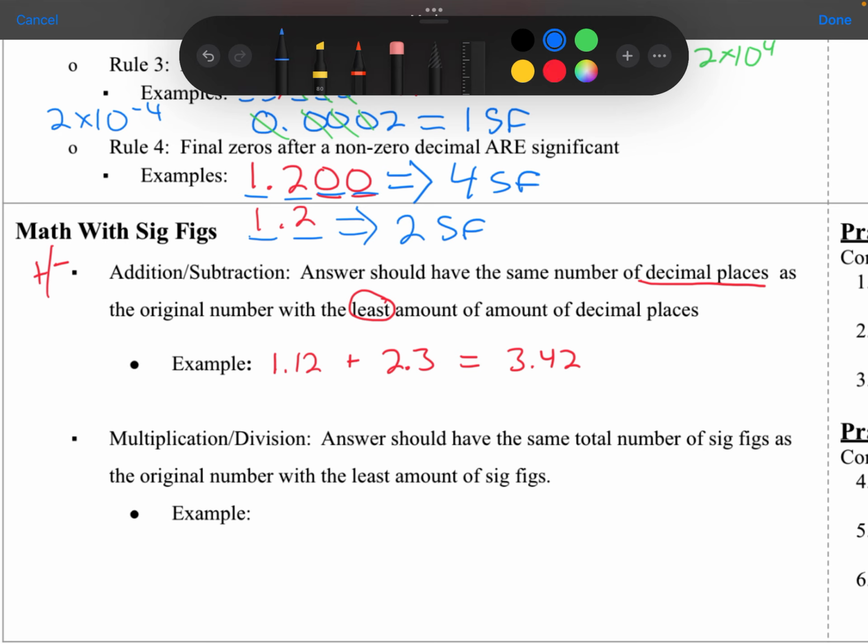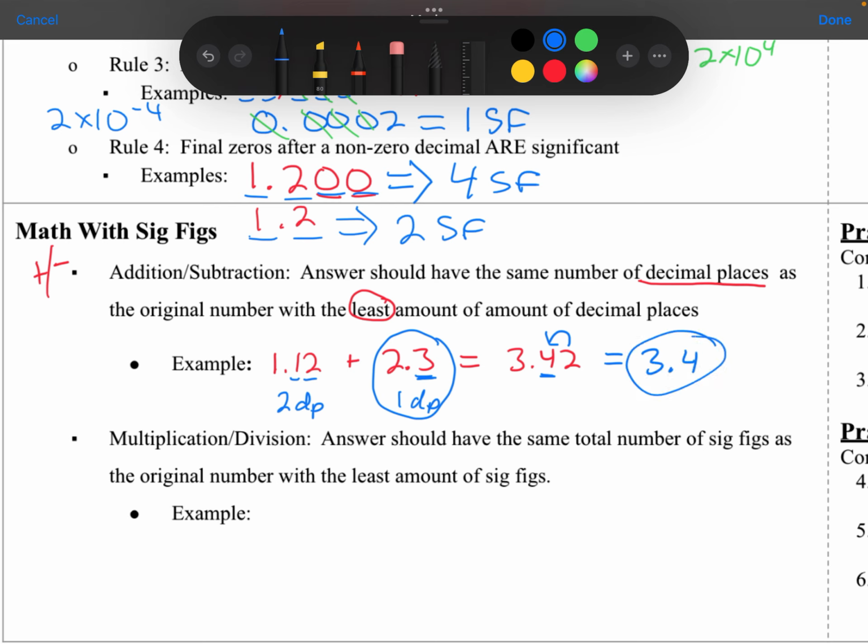So the number 1.12 has 2 decimal places in it. You can see them. So I'm going to write that down, 2 decimal places. The number 2.3 only has 1 decimal place in it. My rule says that my answer needs to be rounded to the same number of decimal places as the original one with the least amount. So that's this guy right here. It only has 1 decimal place. So I need to round this off to that first decimal place. This 2 does not round the 4 up. Since it's less than 5, that 4 is going to stay a 4, and my final answer is going to be 3.4.